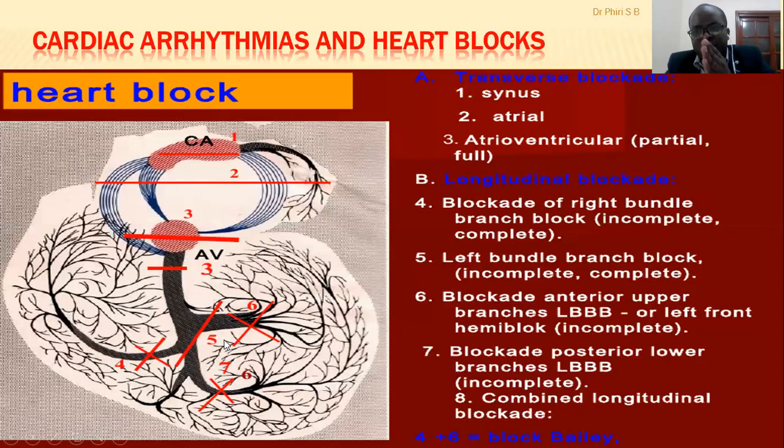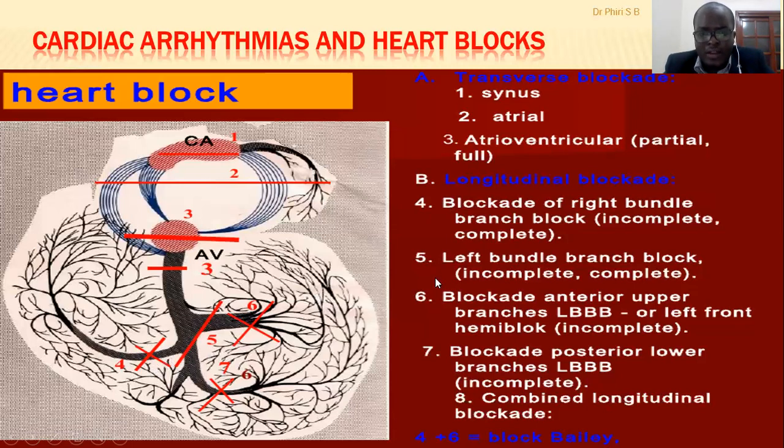So you can have transverse blockade, for instance, shown in 4 here. If you block the right bundle branch, you have the right bundle branch block. Then you can have the left bundle branch blockade, whereby you block maybe the anterior or the posterior, or you can block all the branches, the anterior and the posterior part of the left bundle branch. So I hope you understand. The 4 is for right bundle branch block, which could be partial or complete.